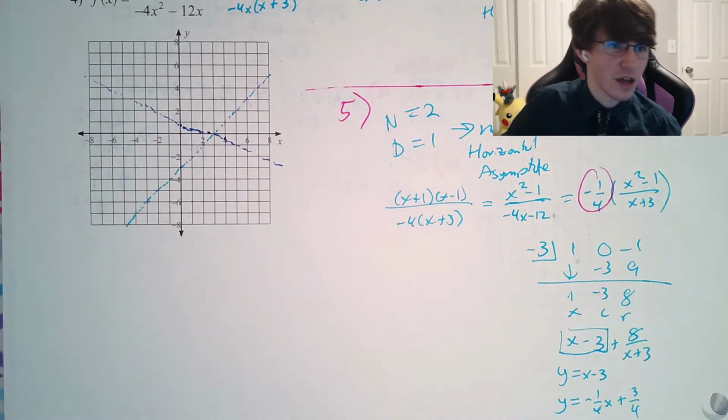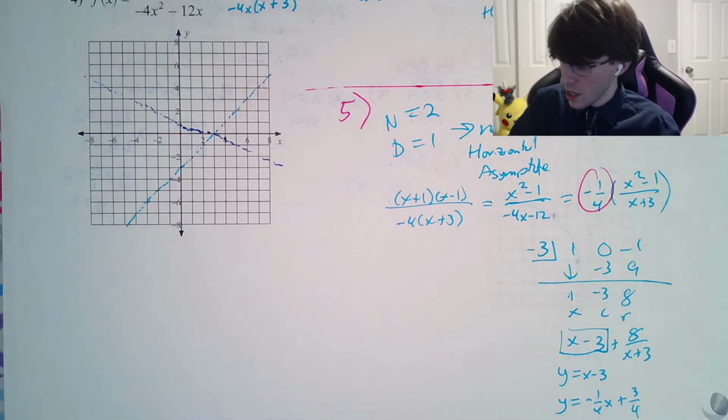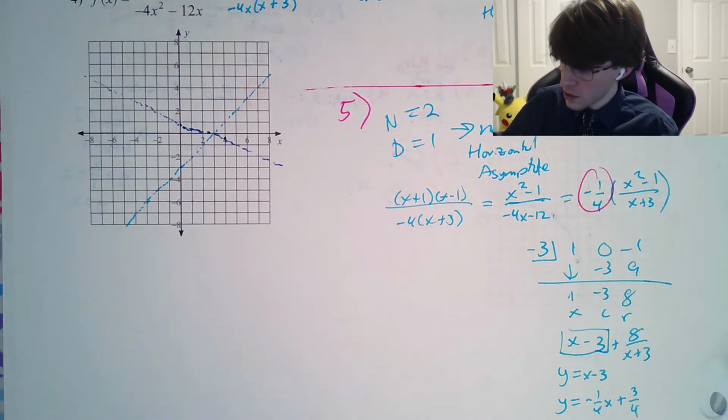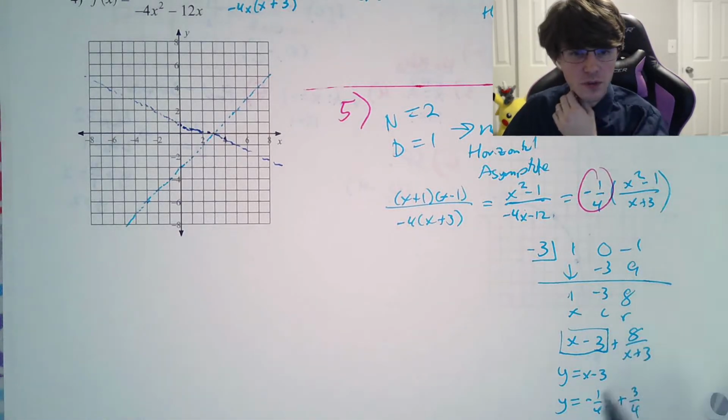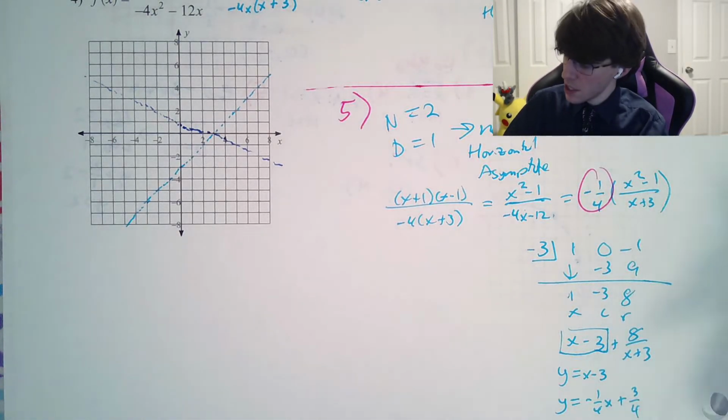We have this useless dotted line because I decided to use pen. Cut from the team, Mr. Richards. This is why you don't do math in pen. Anyways, here we go. There's our end behavior, because we have to multiply by that negative 1/4 in front.